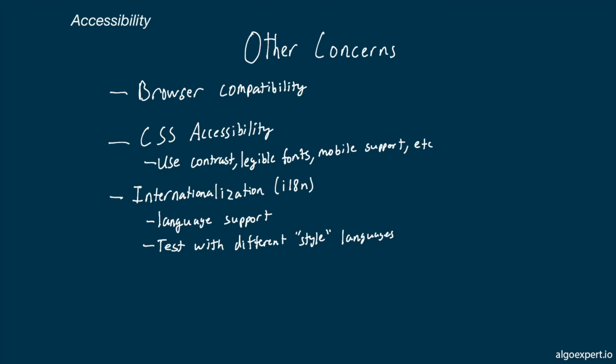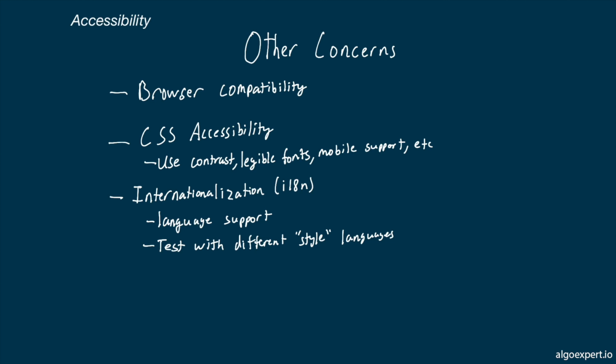Next, we have CSS accessibility, or just generally our style accessibility. This means making sure our font sizes are clear and legible, our font choices are legible, and our colors are contrasting enough so that somebody can see the difference between different elements on the page very easily. Moreover, we need to be supporting different device sizes to make sure that somebody using a mobile phone, for instance, will have the same great experience as somebody using a large 4K monitor.